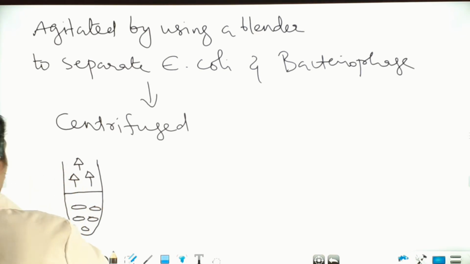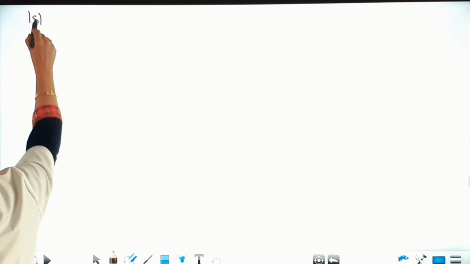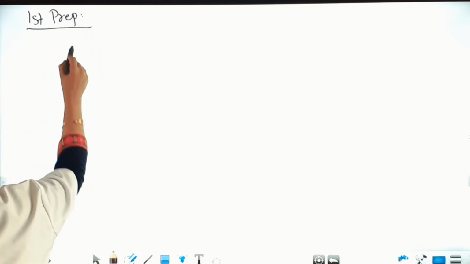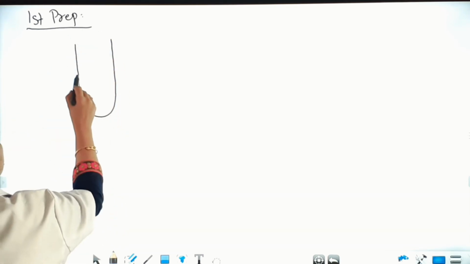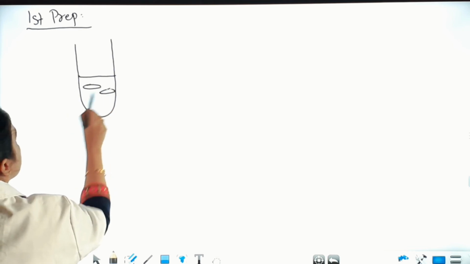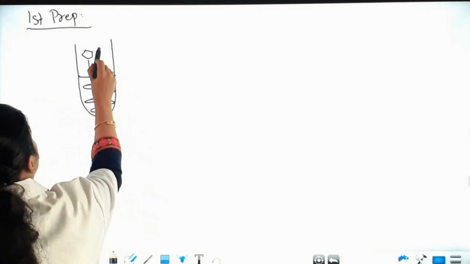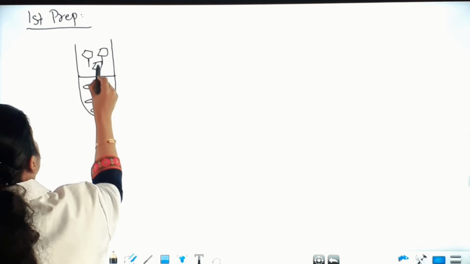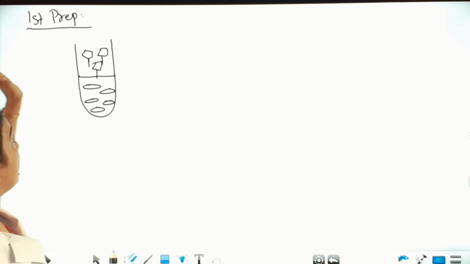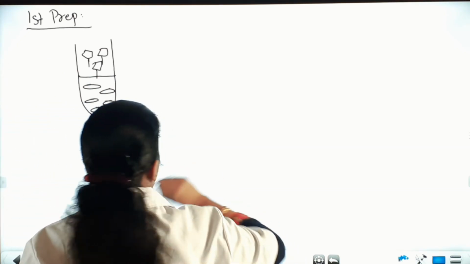Now we can see the observations and conclusions in both the preparations after blending and centrifugation. So the three steps are over. First, infection. Second, blending. Both the preparations were blended. Then centrifugation. After centrifugation, in the first preparation, the bacterial cells settle down as they are heavier, and the bacteriophages remain as supernatant as they are lighter than bacteria.